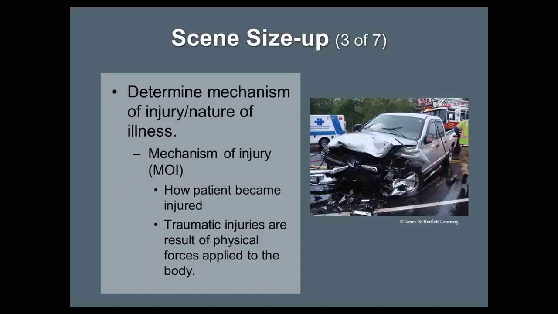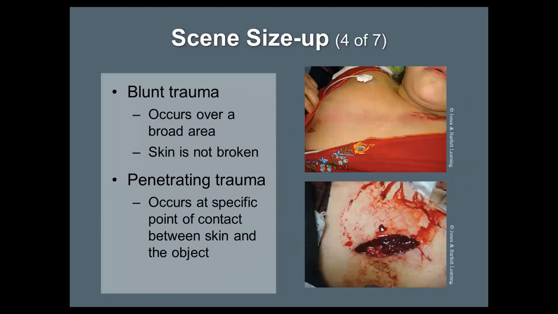Now, the difference with blunt trauma, which you can see on top, is that it does not break the skin. It does not enter the body. It can be very deadly. It shakes and hurts everything in there. But blunt trauma is where the object is not penetrating. And penetrating trauma is when the skin is broken.